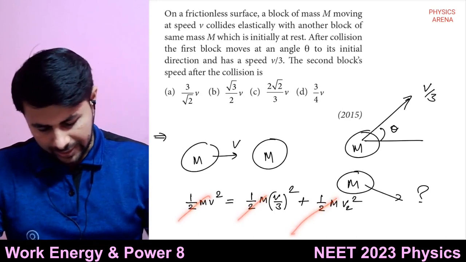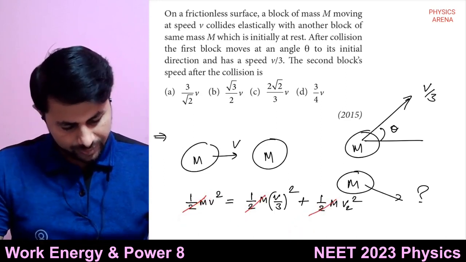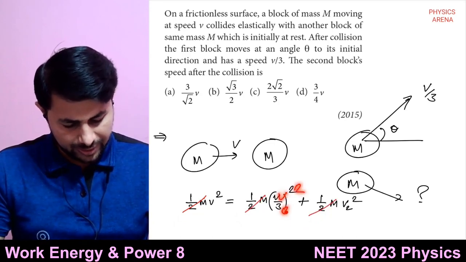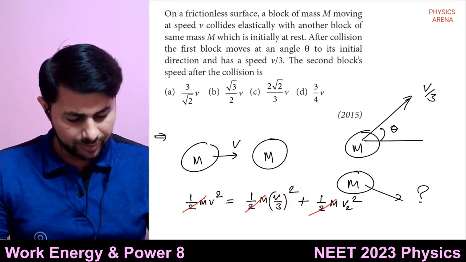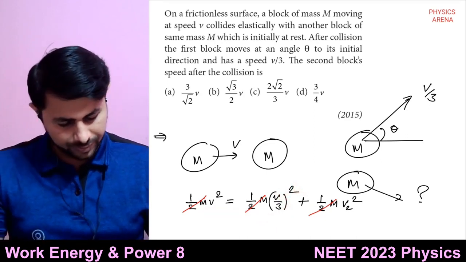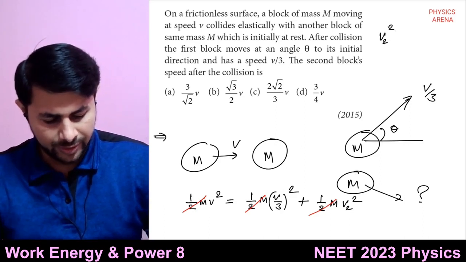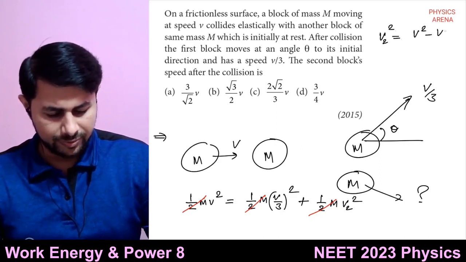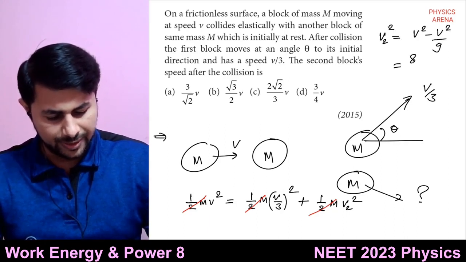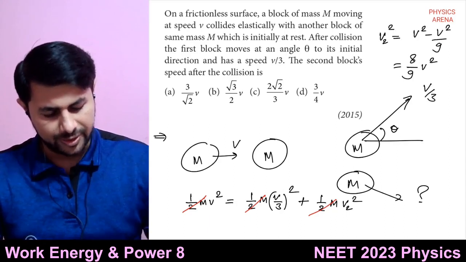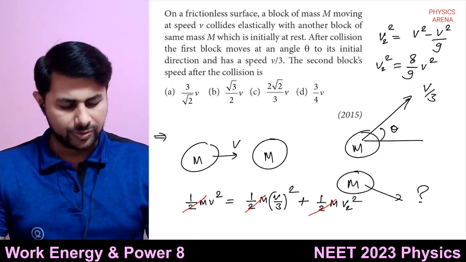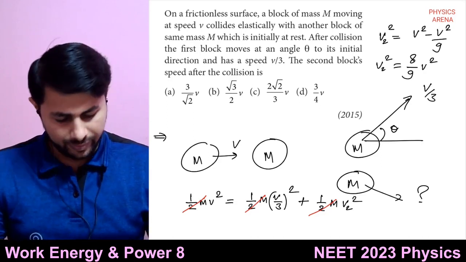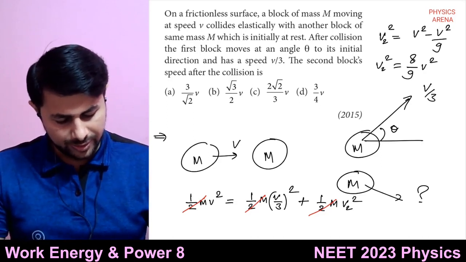So then half m gets cancelled out, right? Then v by 3 square is v square by 9. Move it towards left. So v square minus v square by 9 will be how much? That is v2 square. So v2 square is v square minus v square by 9. So it is 8 by 9, right? 8 by 9 v square. This is v2 square. So v2 will be square root of 8 by 9 v.